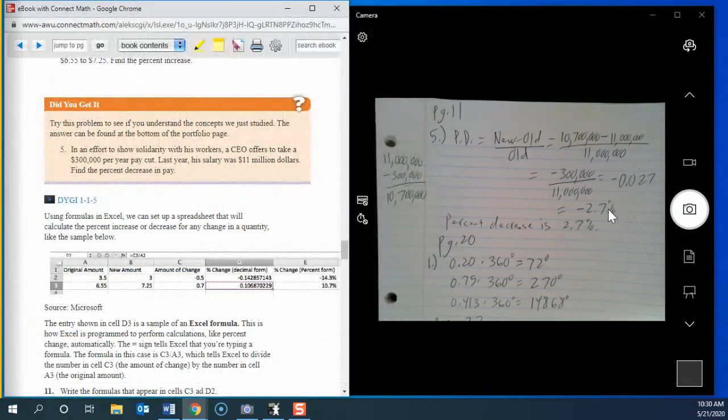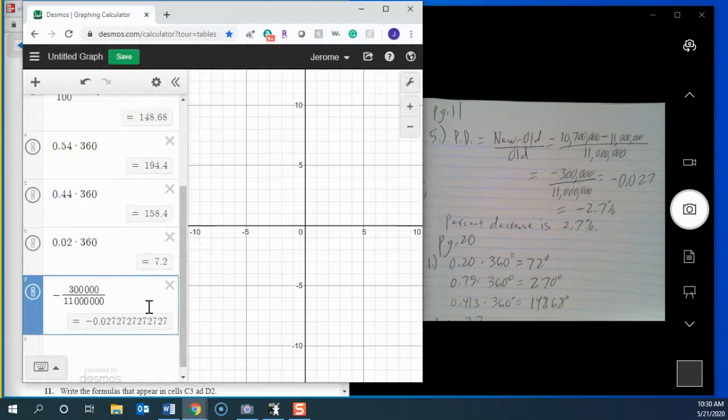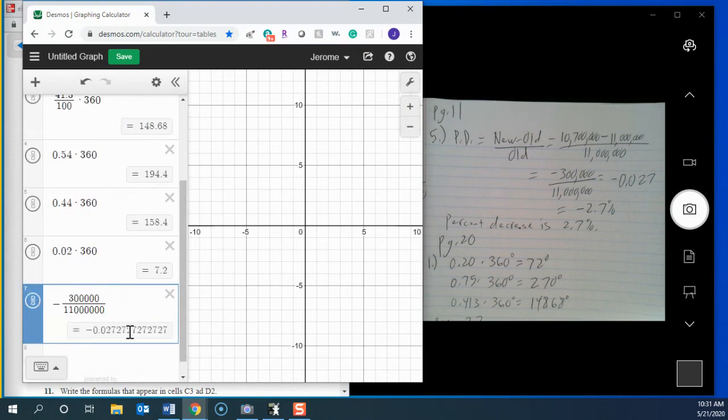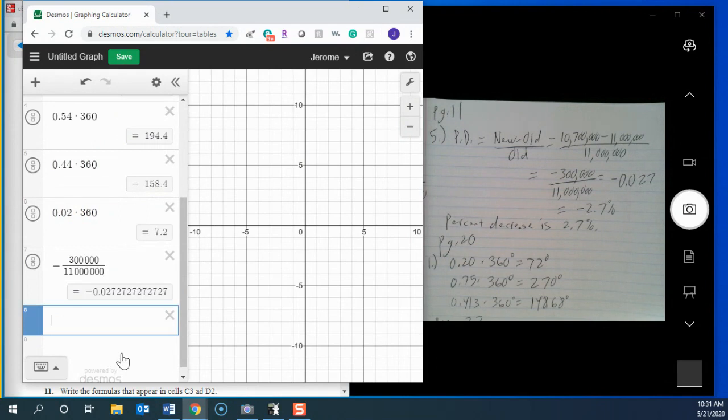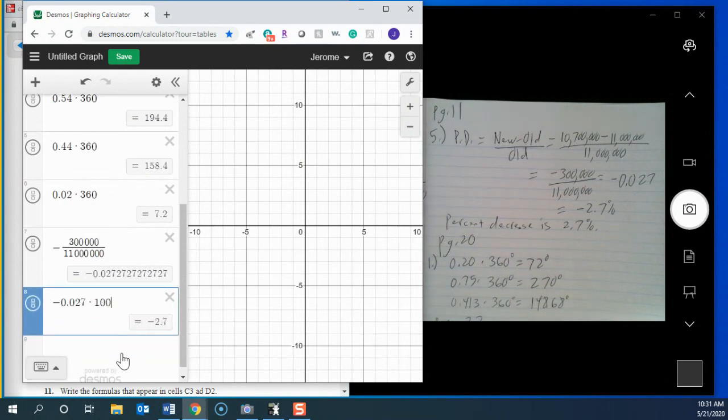And then we would change that to a percent. And we know to change that to a percent, we would just multiply this value by 100. Then add a percent sign at the end. Now remember, we did round to 3 decimal places, so it'll be a negative 0.027, and then we would multiply it by 100. And then that would give us a negative 2.7, and we would add the percent sign at the end.